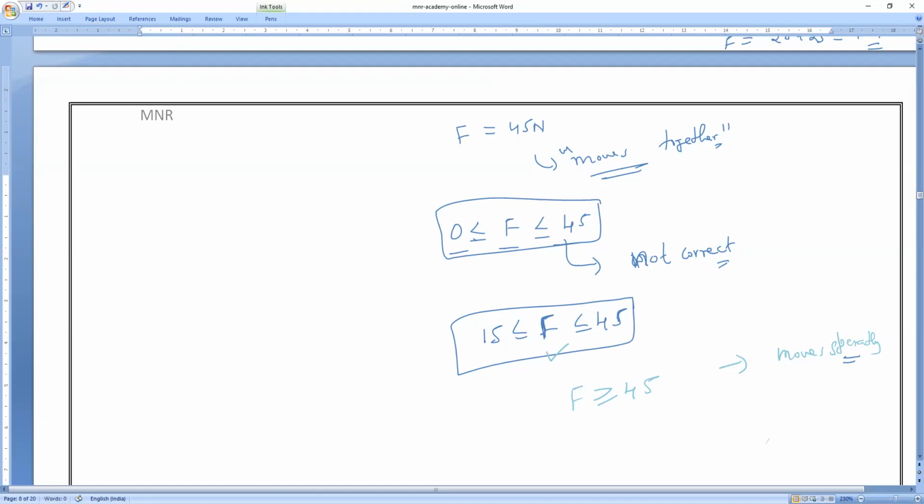If, for example, F is less than 15, what will happen, guys? If F is greater than 45, it will move separately. Now F is less than 15, so what will happen? No motion. The object remains in a state of rest.